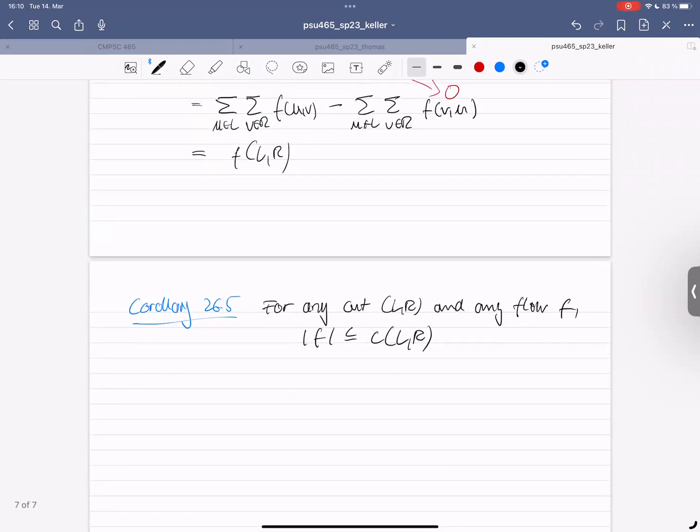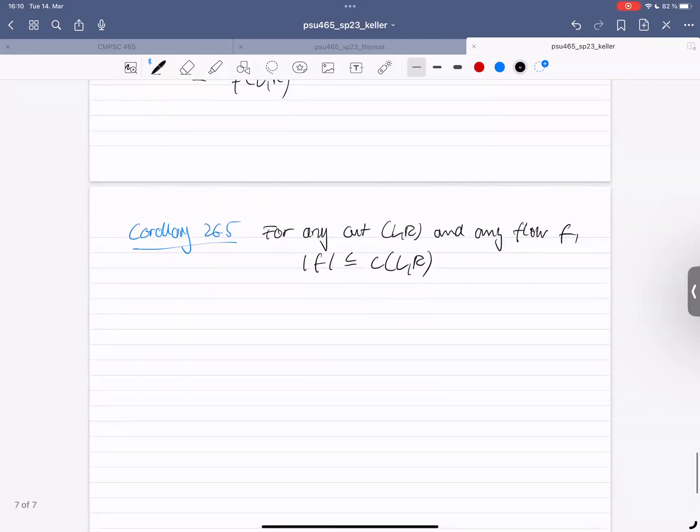And this looks weaker. It's just an upper bound now compared to our previous lemma, but it's really nice because the right-hand side now doesn't depend on the value of the flow anymore. It really is just a property of your input network. So it's just the capacity of a given cut L and R.